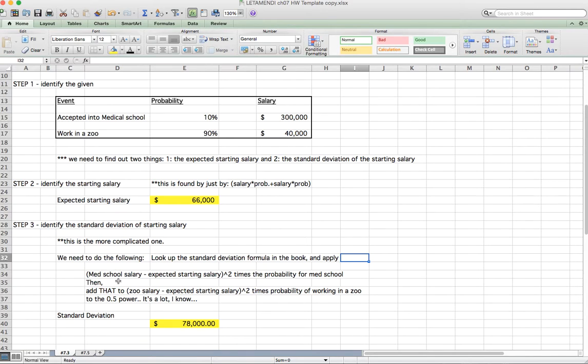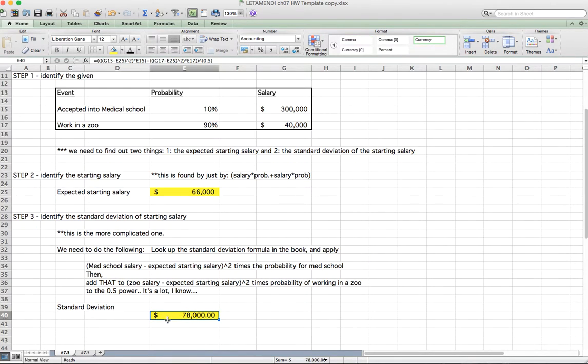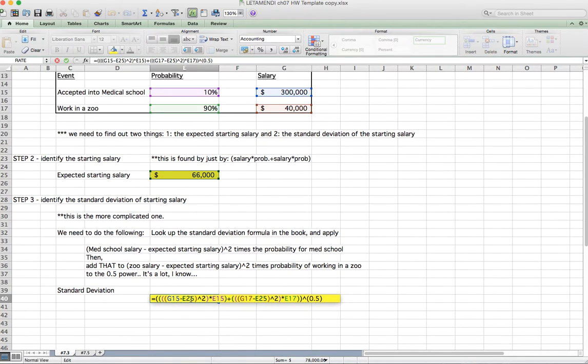So what we do is we do the medical school salary minus the expected starting salary, and then we square it times the probability for medical school, and then we have to add that to the zoo salary minus the expected starting salary, squared, times the probability of working in a zoo, and then not squared but to the 0.5 power, and it's a lot, I know. But when you do it, this is what it ends up looking like. You have multiple parentheses because you're doing it in sections.